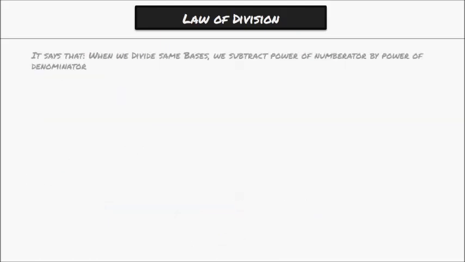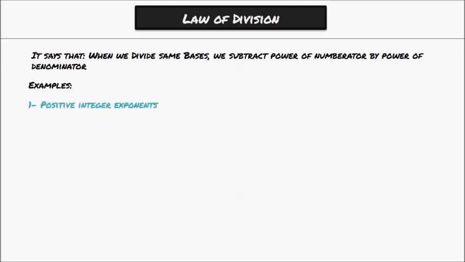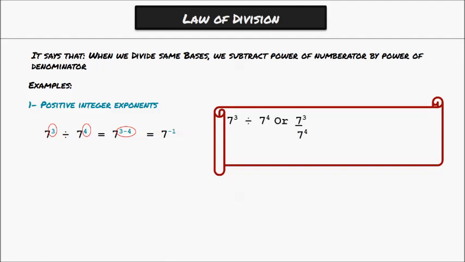As we know, the law of division says that, when bases are the same, subtract the power of the numerator by the power of the denominator. In the first example of positive integer power, base is the same, that is 7, therefore we will subtract the power of the numerator, which is 3, by the power of the denominator, which is 4. Getting the result, base 7, and power -1. The working without applying the law of division is also given here.